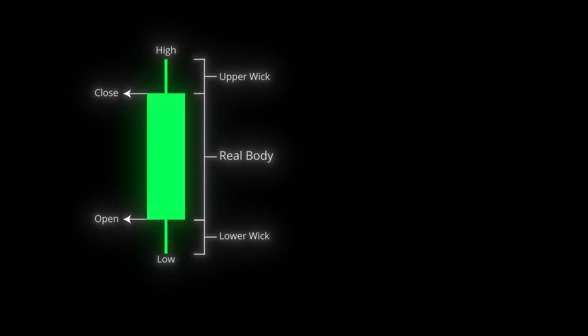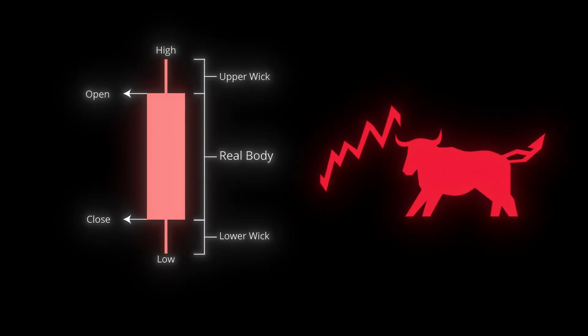And if the close price is above the open price, then it means the candle is green and the market is bullish. If the close price is below the open price, then it means the candle is red and the market is currently bearish. So moving ahead, now let's come to trend.